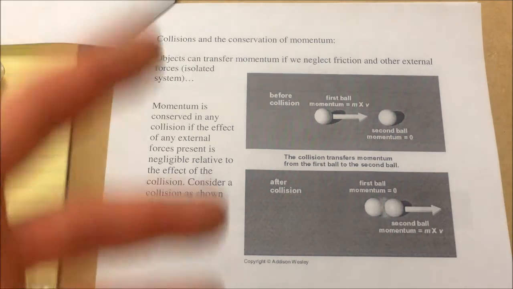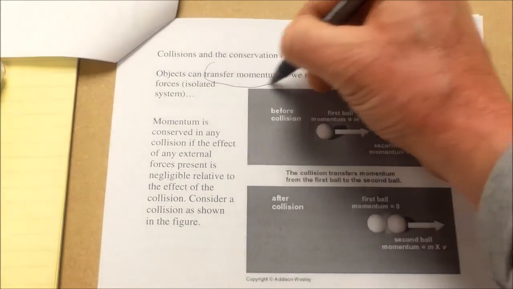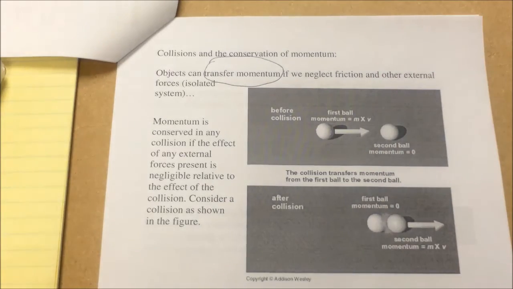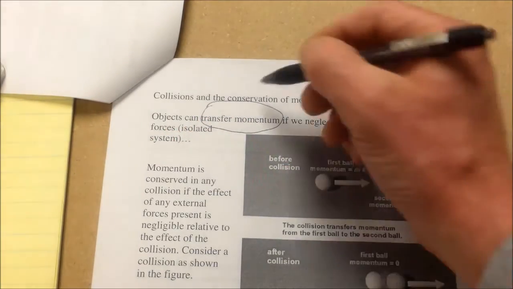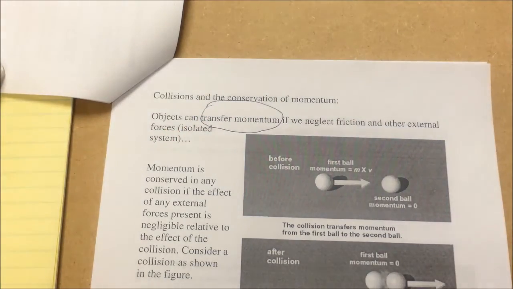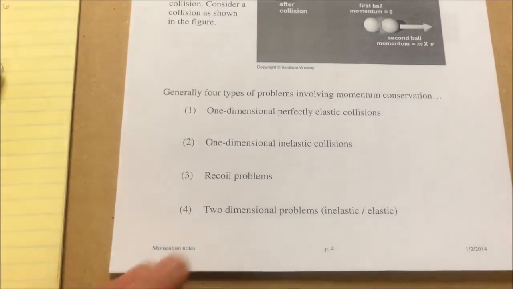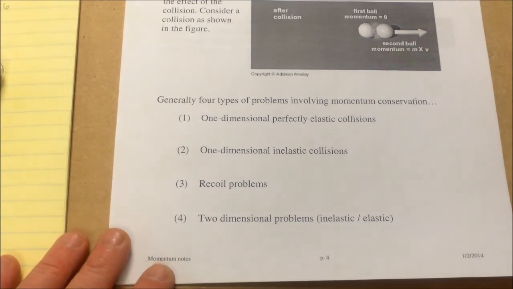Now, what we're dealing with are collisions. One object hitting another object. What we can say then is that we can transfer momentum. One object has momentum, and it can then transfer to the other. This transferring of momentum is the basics of what's called the conservation of momentum. Conservation means that we don't really lose any, as long as we neglect any sort of friction and external forces.